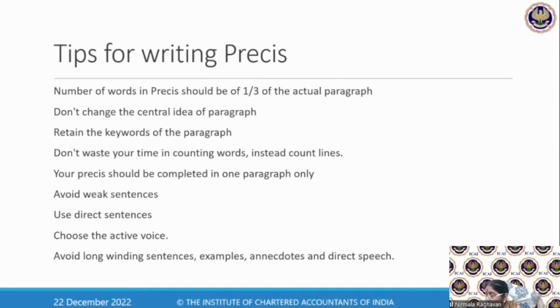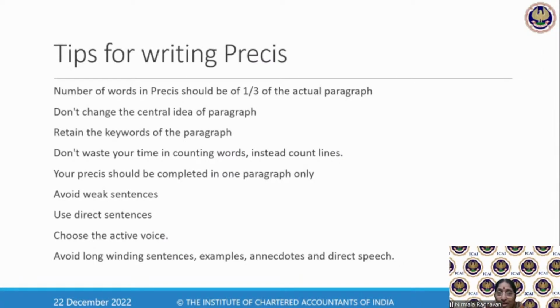Yes. Okay. Don't change the central idea of the paragraph. Don't assume things. Don't criticize. Don't opinionate. Retain the keywords. Don't waste your time in counting words. Instead, count lines. That will make it easier. Your Prezi should be completed in one paragraph only, not in bullets or in several paragraphs. Avoid weak sentences. Use direct sentences. Choose the active voice where you say things directly. Avoid long winding sentences or examples or anecdotes, and also direct speech.